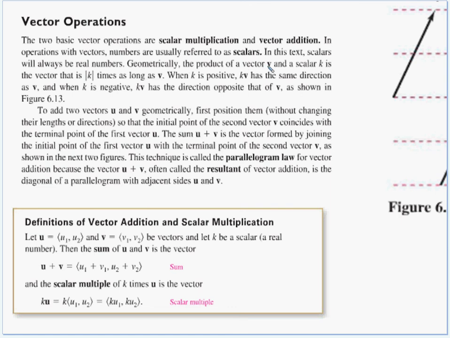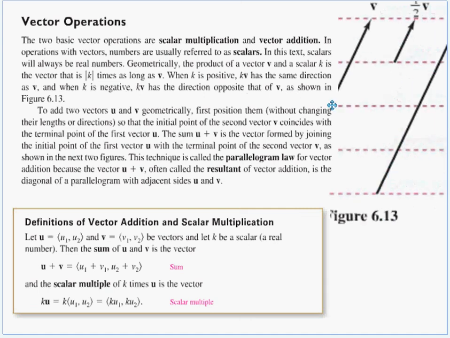Geometrically, the product of a vector v with a scalar k is the vector that is the absolute value of k times as long as v. When k is positive, k times v has the same direction as v. When k is negative, we're going to take an opposite direction, as we can see here in the figure.